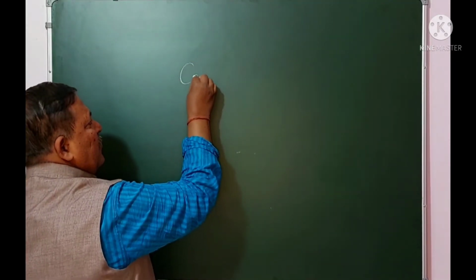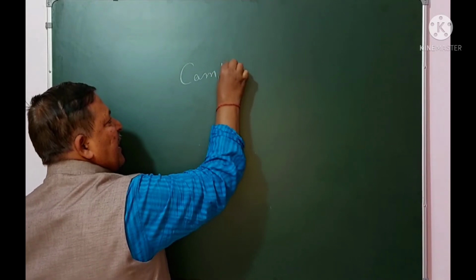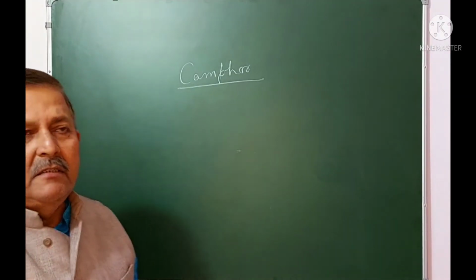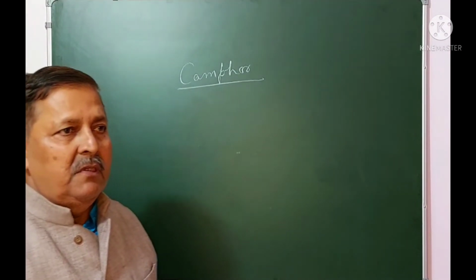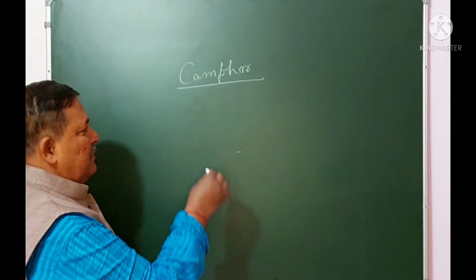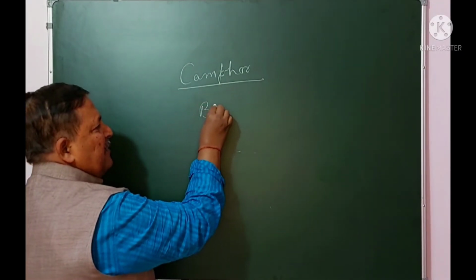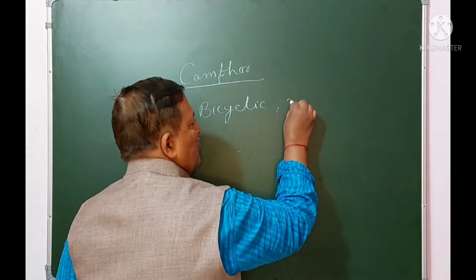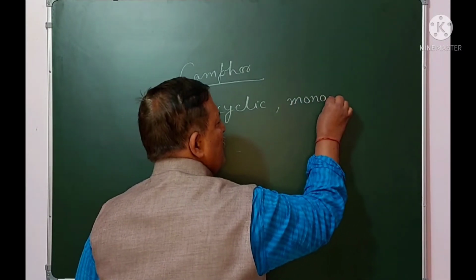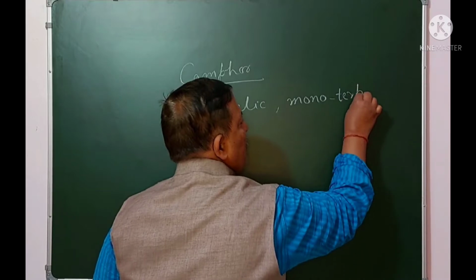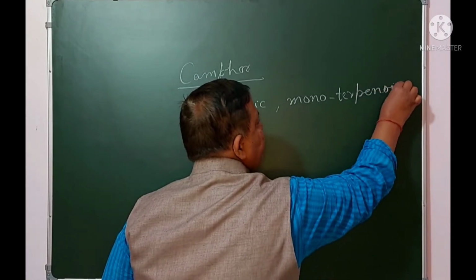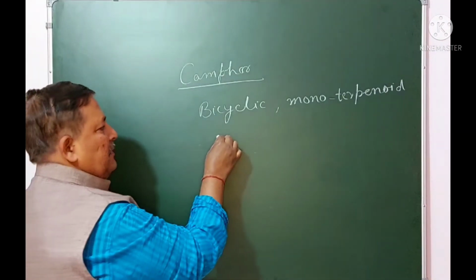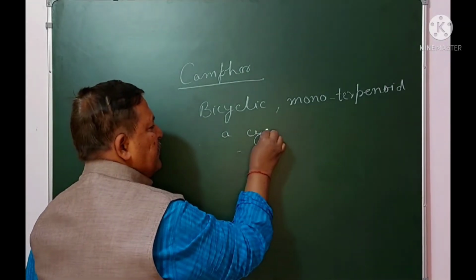Today, I am going to explain the characteristics and constitution of camphor in the terpenoid series. This compound is bicyclic, monoterpenoid, and cyclic ketone.